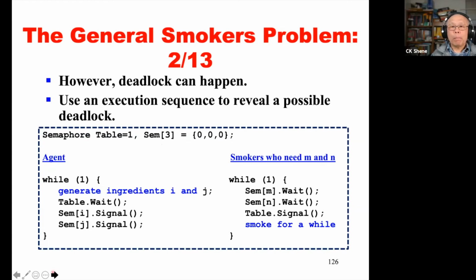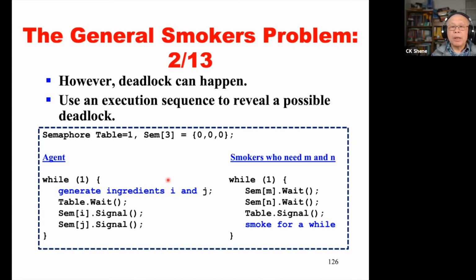Now, if you reach here, you probably have figured it out. There could be a deadlock. That's right. Please use an execution sequence to reveal a possible deadlock. Actually, the original paper published by Patil used this example to illustrate that this general version of the cigarette smokers problem would indeed have deadlock.